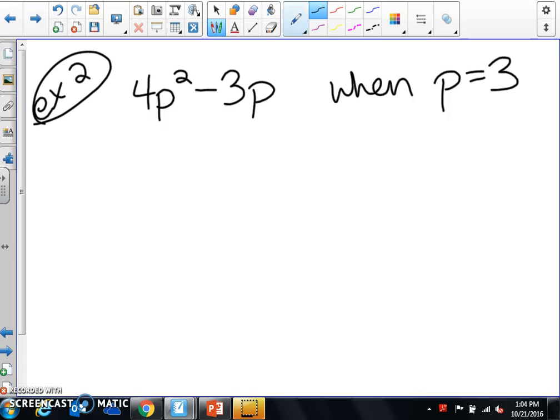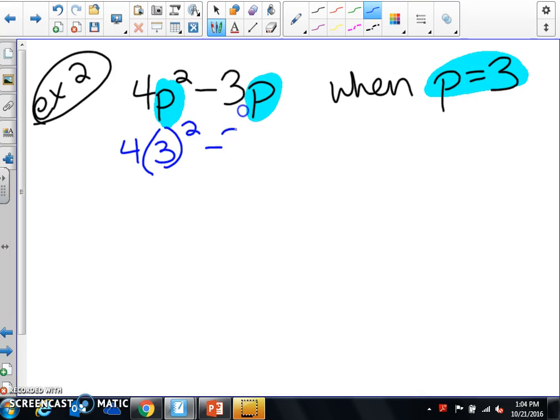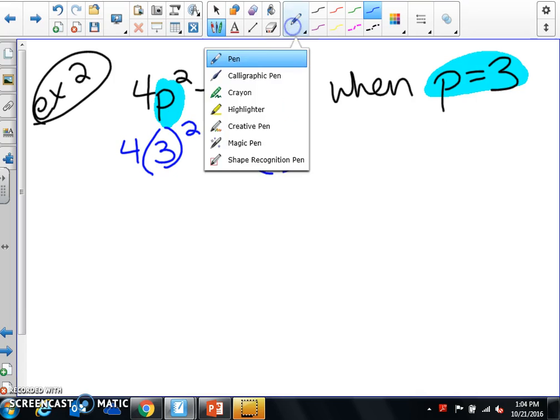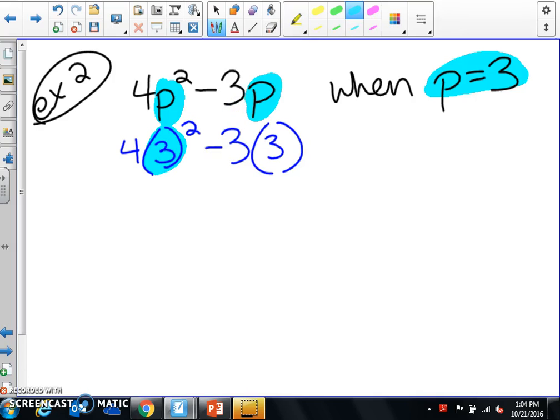Okay, so they gave us the value of P, so we're going to plug them in right there. And remember, you have to use parentheses, so that's 4, and then my P is 3 squared minus 3, right. So everywhere I saw the P, I just have a parenthesis with the 3 inside of it. Okay, so now if you think about PEMDAS, P stands for parentheses. I have parentheses, but there's nothing to simplify within the parentheses, so I just keep going.